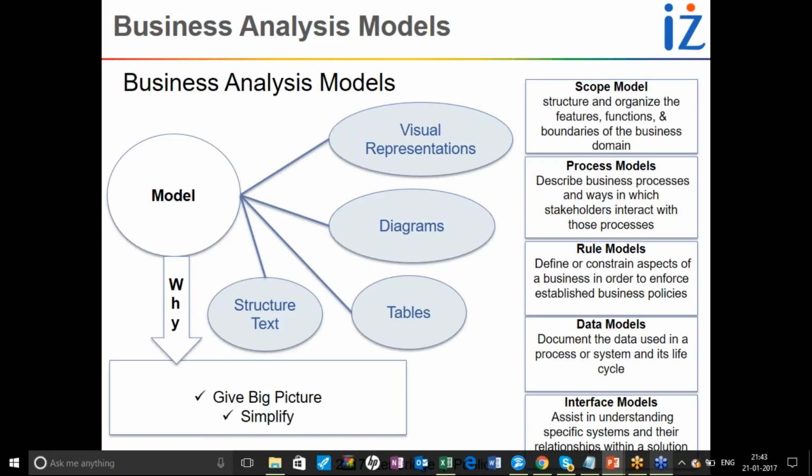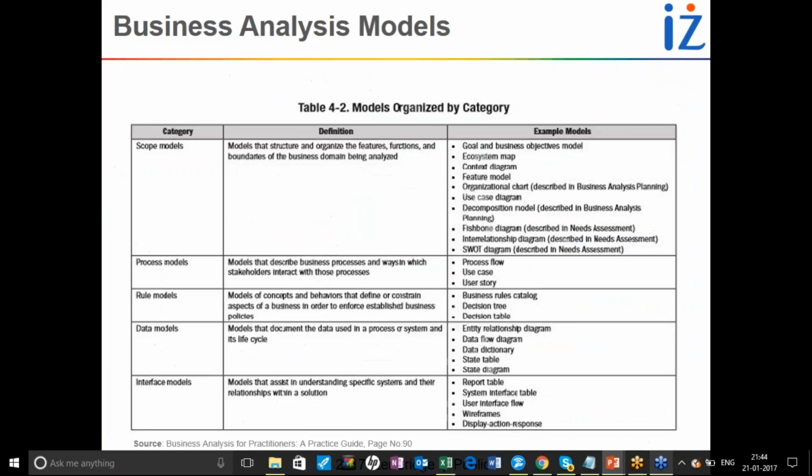So don't be confused that when we are using the scope models, only the features and functions are identified. Here we are analyzing the whole system, and in the whole system we know the features, functions, systems, the relationships between them, the top users, the data involved, and the top level interfaces. So this is a snapshot of the different requirement models which are there in the business analysis practice guide at page number 90.